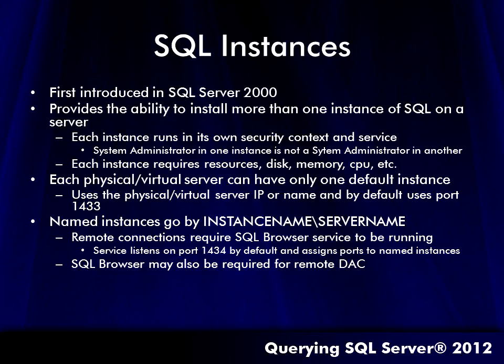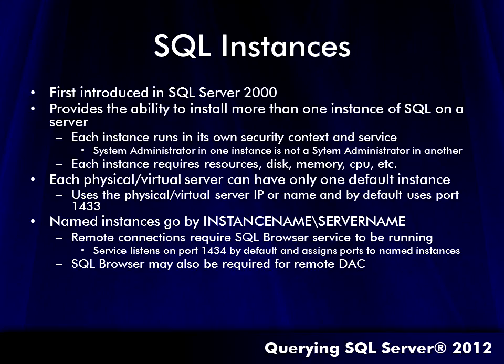Now let's consider that we've installed multiple instances. I have my default instance. That default instance can be reached on port 1433 based upon the physical or virtual server IP address or the name. I install a named instance, and my named instance will go by the name of the server name followed by the instance name. So server1/instance1.